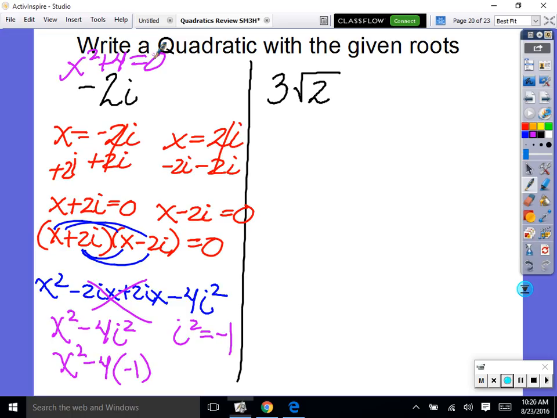Okay, so I'm not going to go through this one, but if x is equal to 3 square roots of 2 is a solution, then x is equal to negative 3 square roots of 2 is also a solution. Then we do the same process, right?